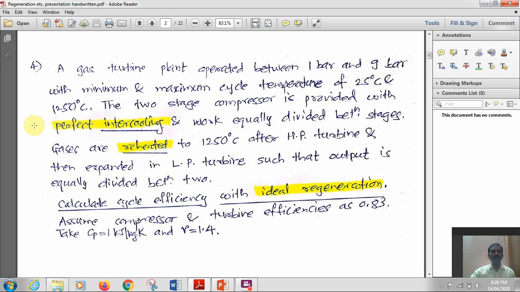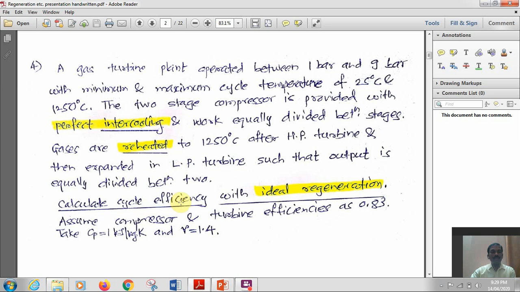Then gases are reheated to 1250 degrees Celsius. Now see, maximum cycle temperature is 1250 degrees Celsius. Heating again to 1250 degrees Celsius after the HP turbine. That means heating to maximum cycle temperature. So it is again an ideal condition and you will get intermediate pressure as the square root of low pressure and high pressure. Then further this is expanded in the LP turbine such that the output is equally divided between the two. Fine, again it is one and the same thing for calculating the intermediate pressure.